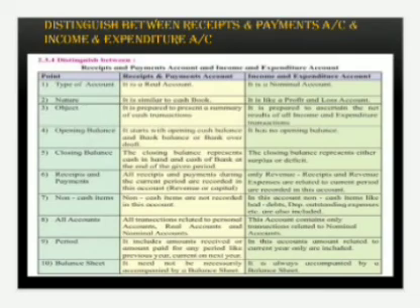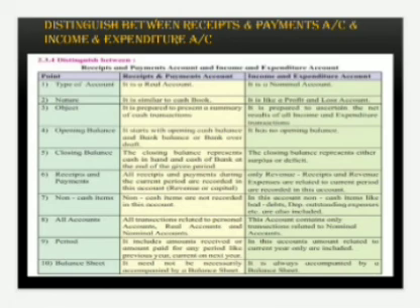Fourth, opening balance. It starts with opening cash balance and bank balance or bank overdraft. It has no opening balance under income and expenditure account. The closing balance represents cash in hand and cash at bank, and under income and expenditure account the closing balance represents either surplus or deficit.